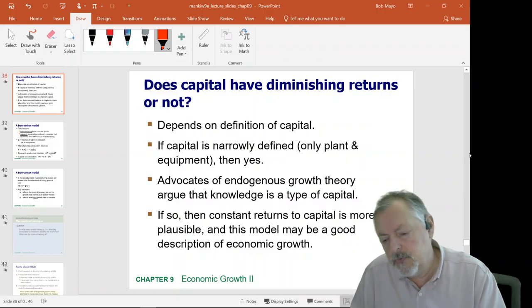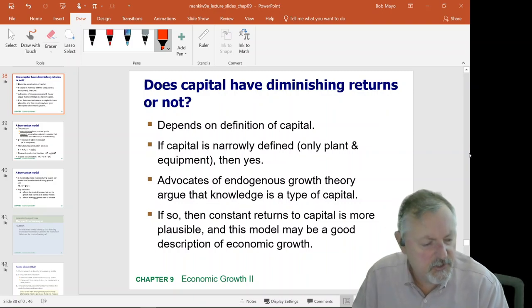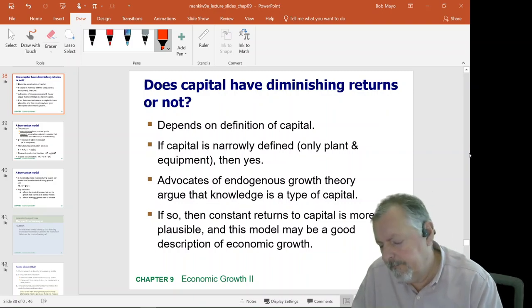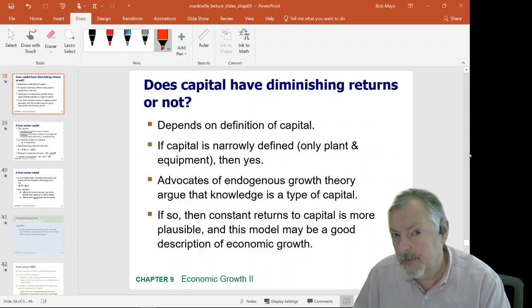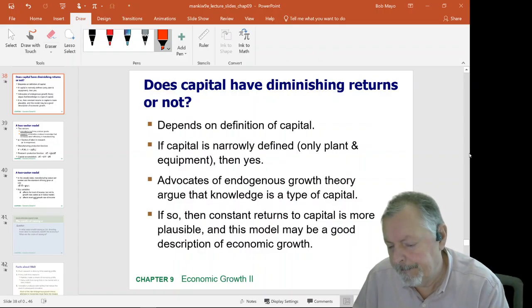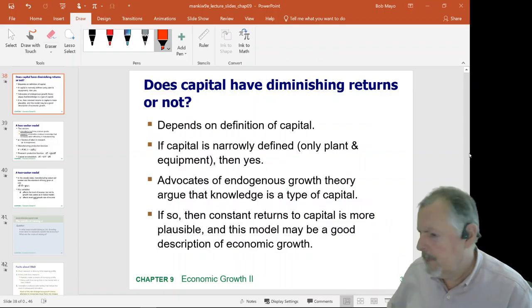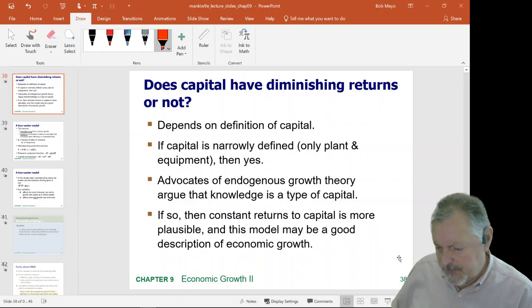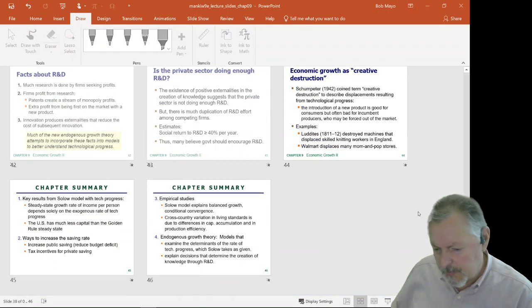If this is true, then it would explain some of the things we see in the Solow model that don't match the world we look at. Poor countries don't grow faster generally than rich countries. Anyway, so that's still an area that we're thinking about as economists.